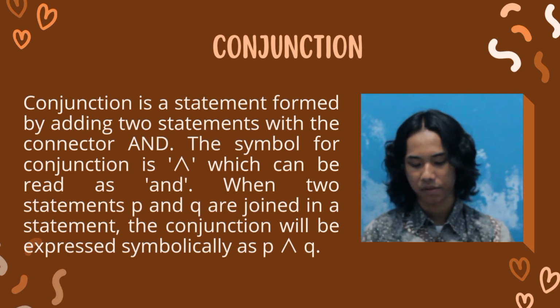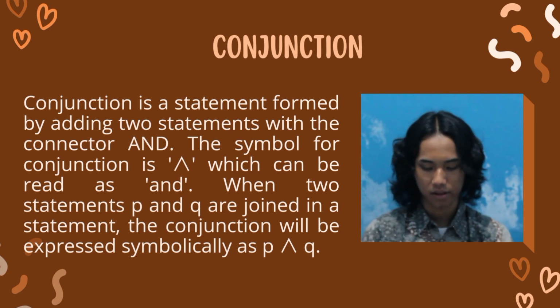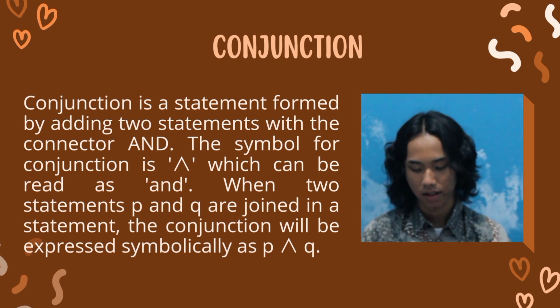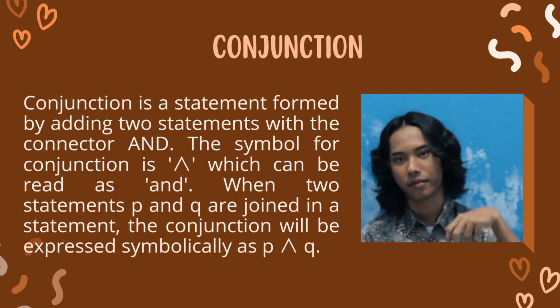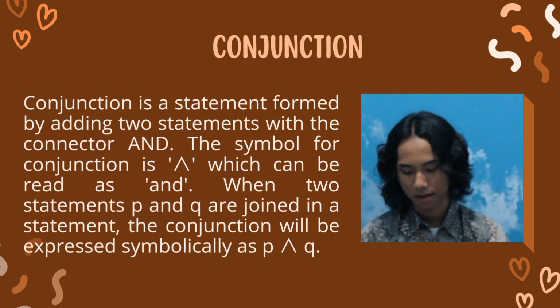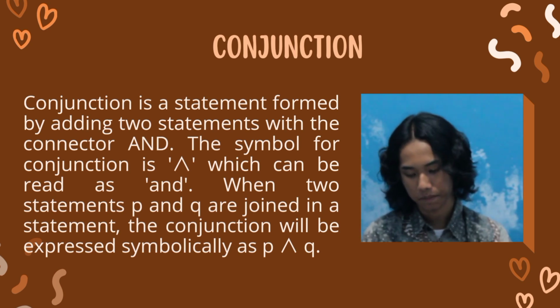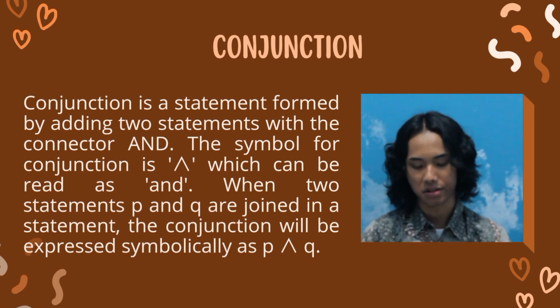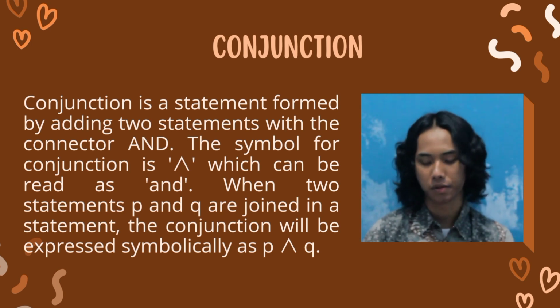Conjunction is a statement formed by adding two statements with the connector "and". The symbol for conjunction is like the letter V, which can be read as "and". When the statements P and Q are joined in a statement, the conjunction will be expressed symbolically as P conjunction Q.